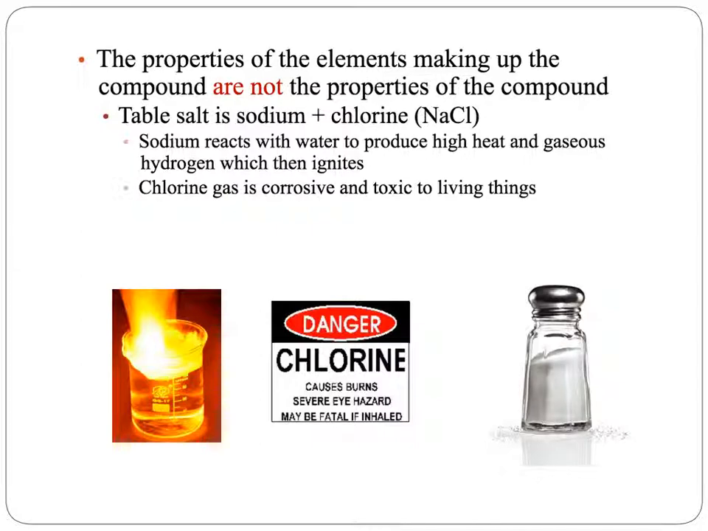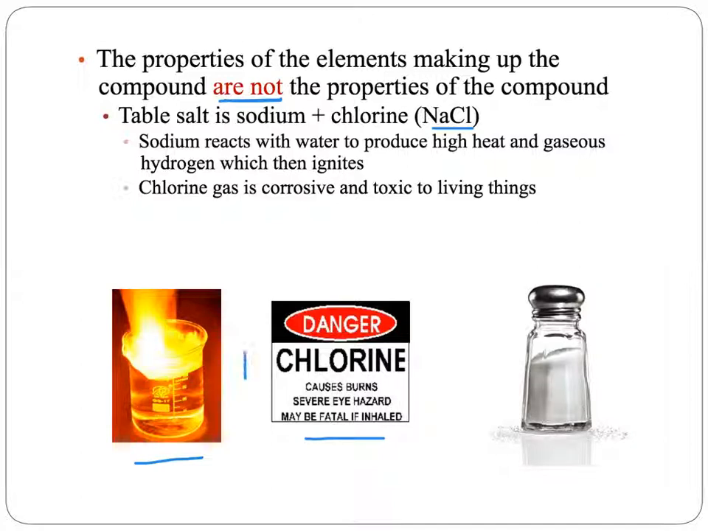The properties of the elements that make up the compound are not the same properties of the compound for the most part. So for example, table salt is sodium and chloride. NaCl is its formula. Sodium reacts quite violently with water. In fact, it reacts so violently in the heat that it gives off, it ends up igniting hydrogen gas. It pulls hydrogen off the H2O molecule and then ignites it. Chlorine is extremely toxic. It will react with water to pull the hydrogen to make hydrochloric acid.